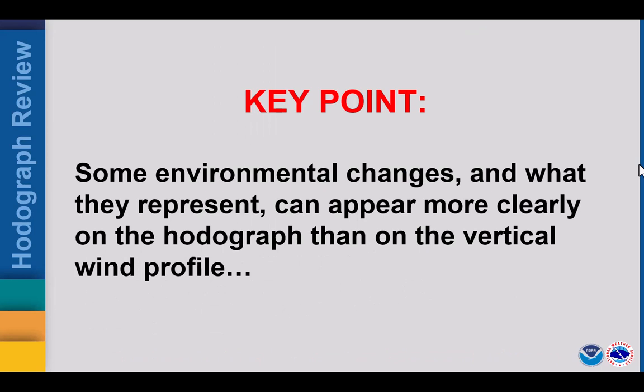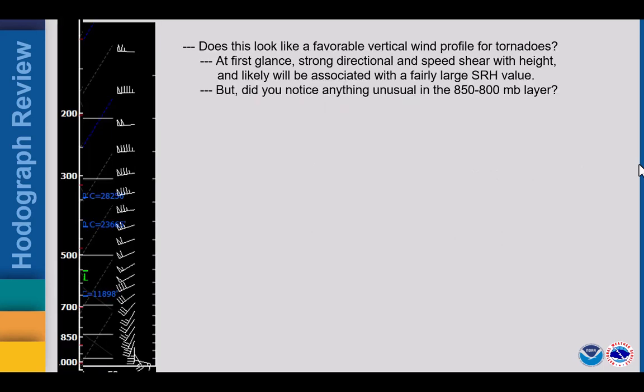So a key point is that some environment changes and what they represent can appear more clearly on the hodograph than they can on the vertical wind profile. And I'm going to show you some examples. Take a look at this vertical wind profile. Would you say that's a favorable profile for tornadoes? After all, we have a strong veering of wind and an increase in wind with height overall, pretty strong shear both in terms of direction and height. However, believe it or not, this is not a favorable profile for tornadoes.